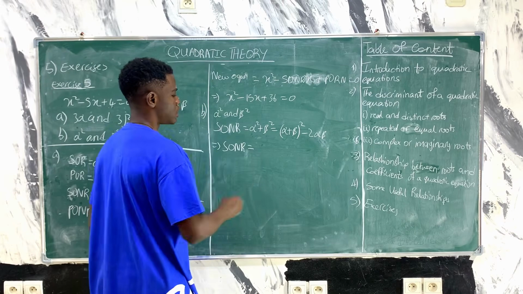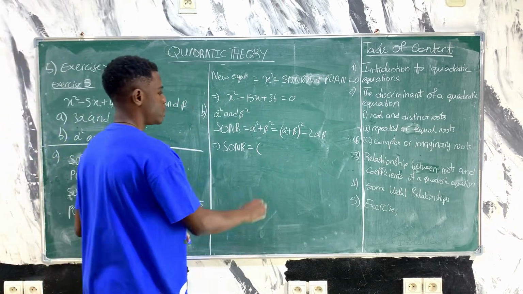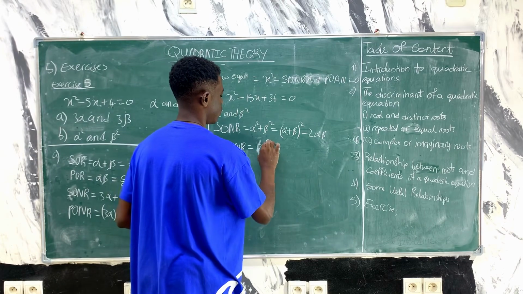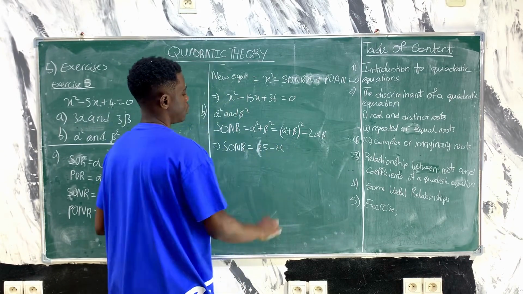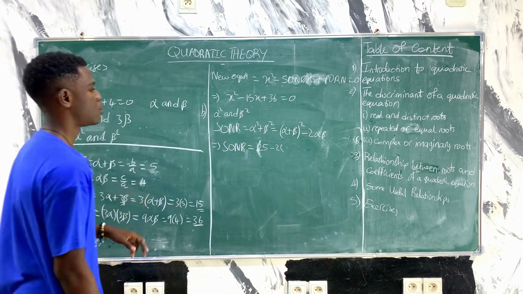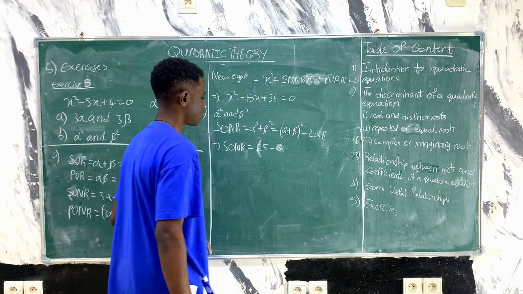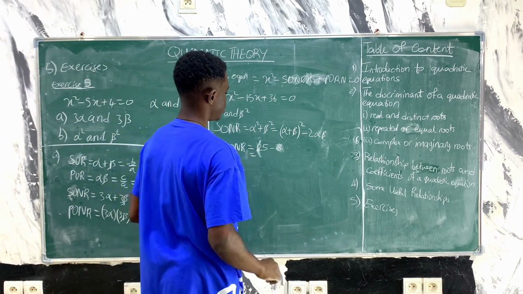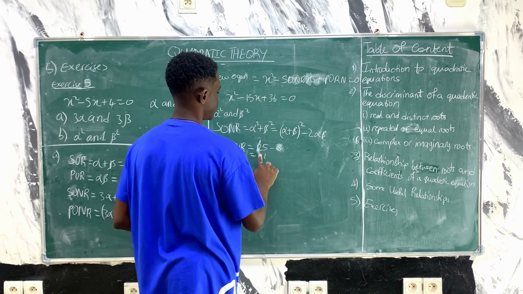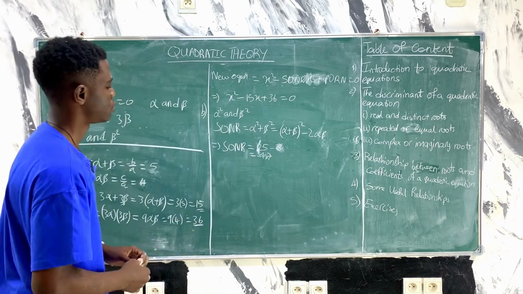That implies the sum of new roots: alpha plus beta is 5, 5 squared is 25, minus 2 times 4, which is 8. That is 17, I think. Yeah.